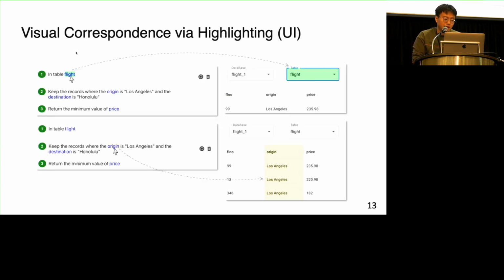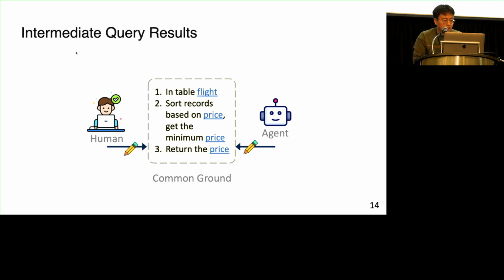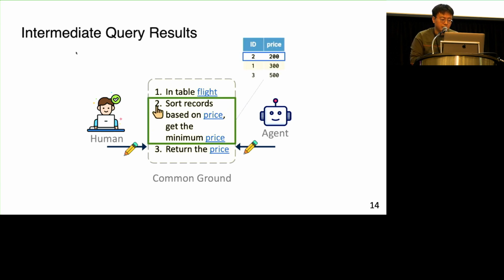Here is an example. Flight is a table and origin is a column. When the user hovers the mouse over them, the corresponding data are highlighted and displayed on the side. SQLucid further enriches the explanation by integrating the calculation of intermediate query results. When the user clicks a certain step, SQLucid synthesizes a temporary query, executes it, and returns an intermediate result. This feature helps users to understand the actual functionality of each step.